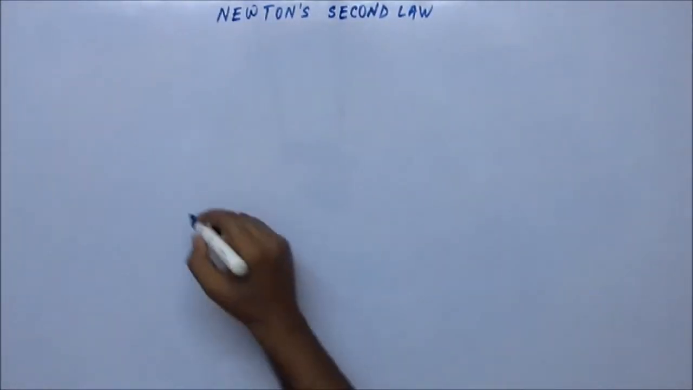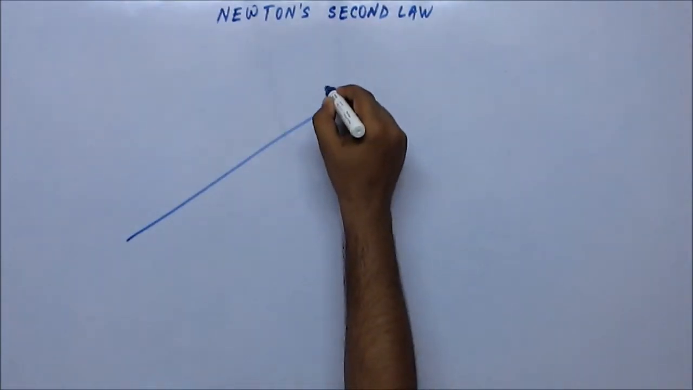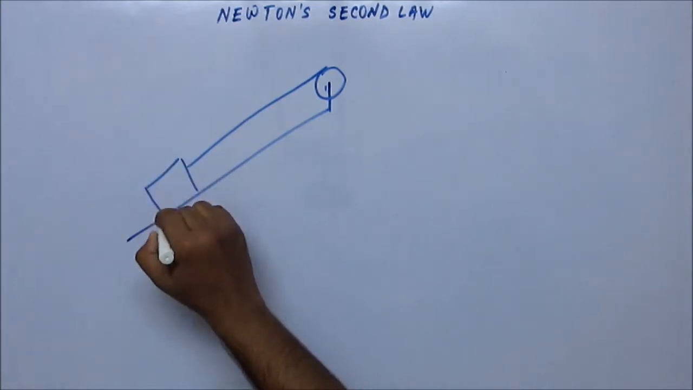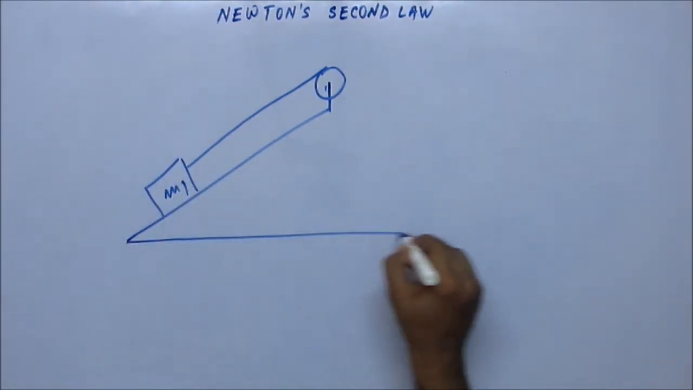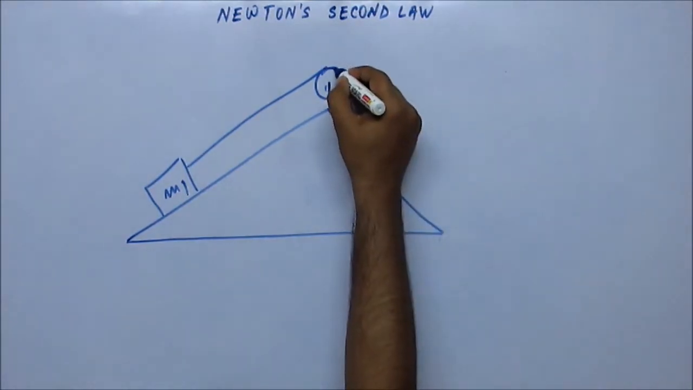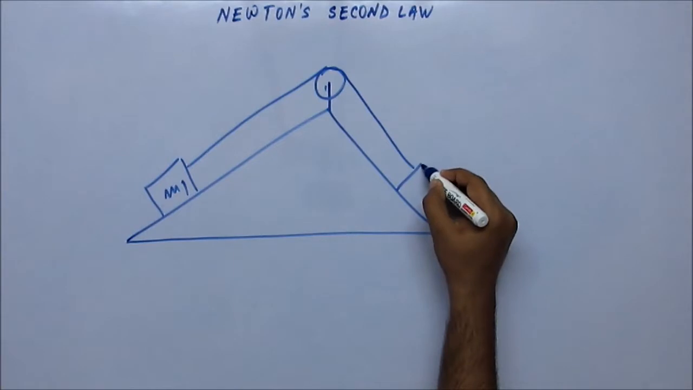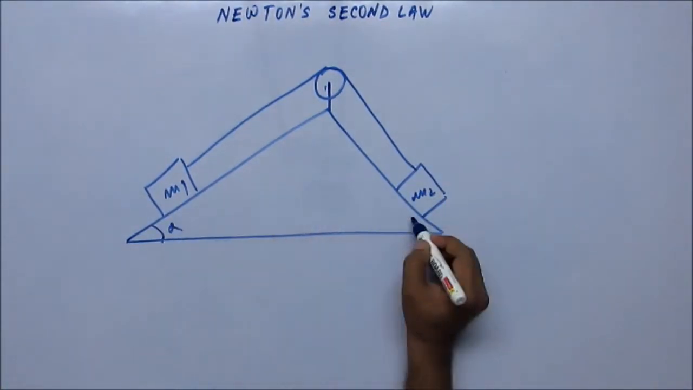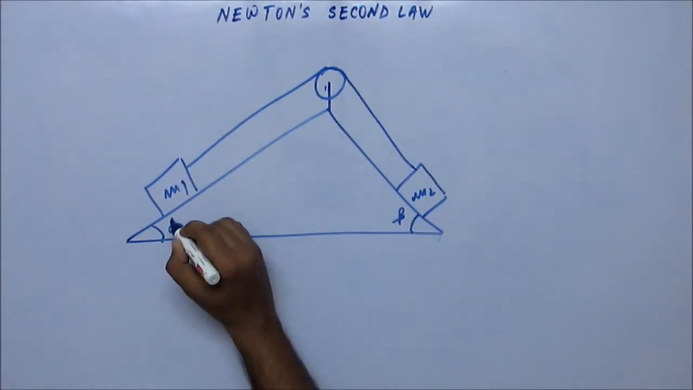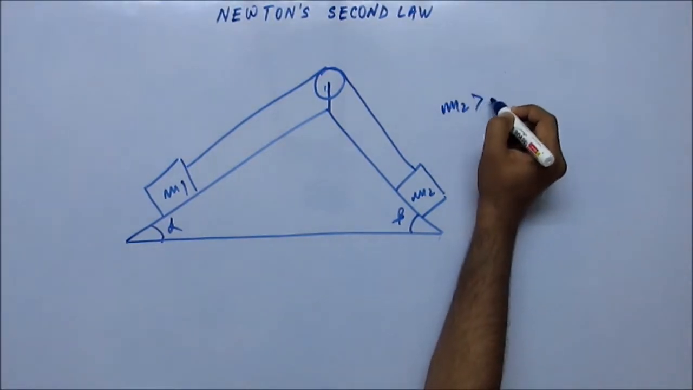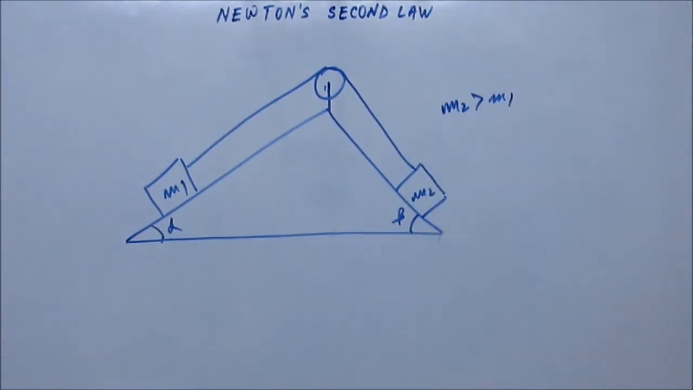Okay, now let me give you a very general case. This is M1. This is M2. This angle is alpha. This angle is beta. Any general mass M1, M2, any general angle alpha, beta. Given that M2 is greater than M1, we have to find what is the acceleration of the system.